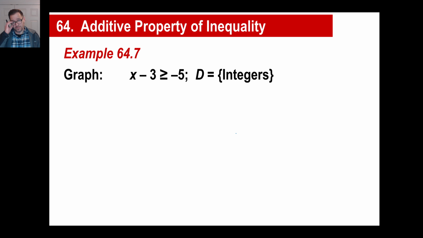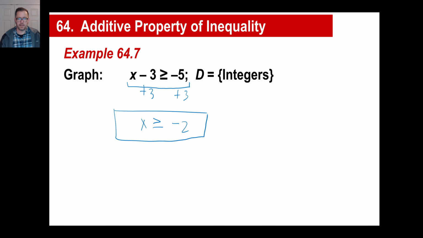All right, here's another one. Take a second and pause it if you want to. Copy this one down. Okay, this looks like just another inequality. And what are we going to do to take care of that negative 3? We're going to add 3. Plus 3 here and plus 3 there. And then down, greater than or equal to, and then negative 5 plus 3 is negative 2. Okay, so this is our inequality.